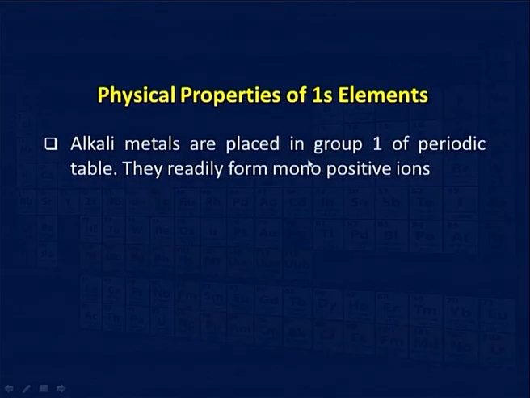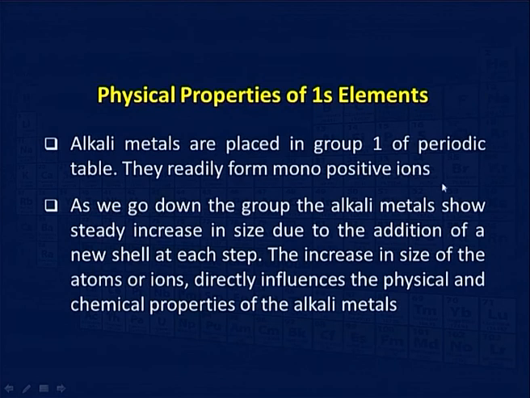Alkali metals are placed in group 1 of the periodic table, as they readily form monopositive ion, because if you see the configuration, they have got a configuration that is helium, or you can say noble gas, s1. So, on removal of one electron, they attain noble gas configuration, which are very unreactive or very stable. Therefore, they readily lose one electron, and therefore, they are monopositive, as you can see here. Here it is monopositive ion.